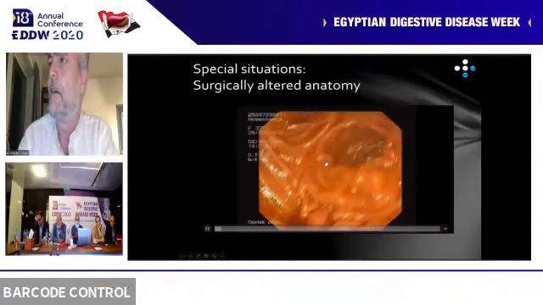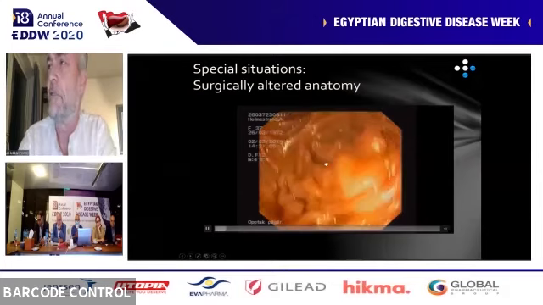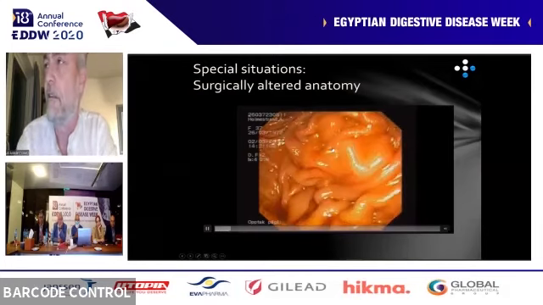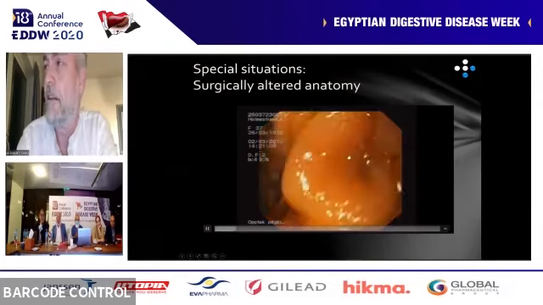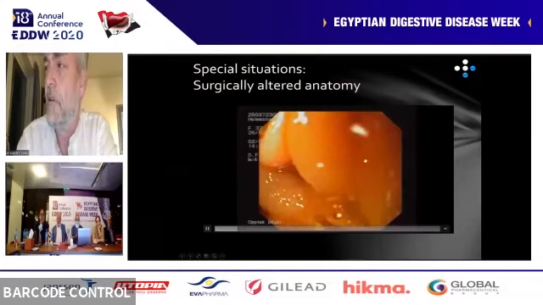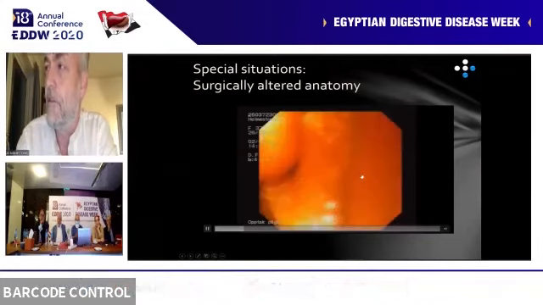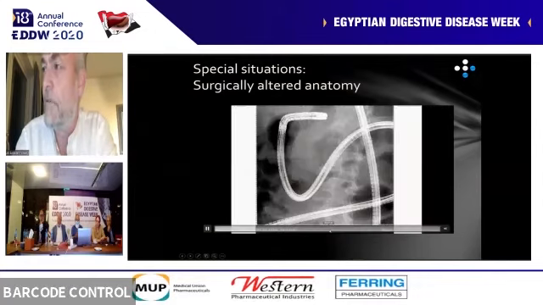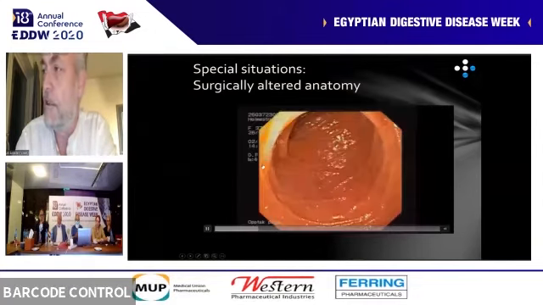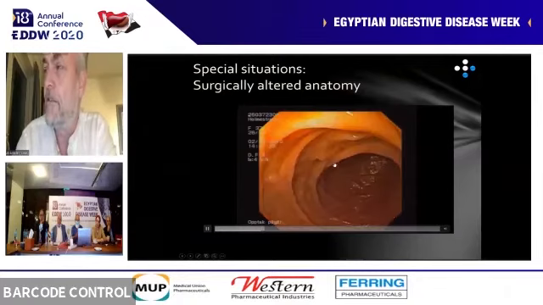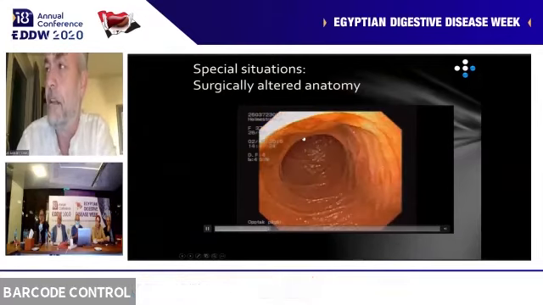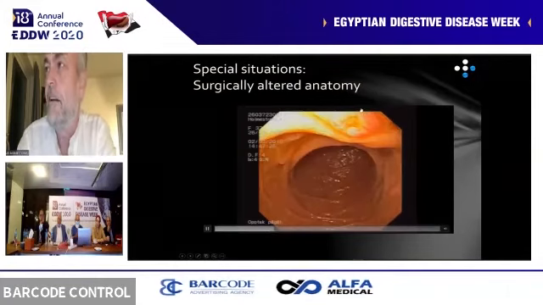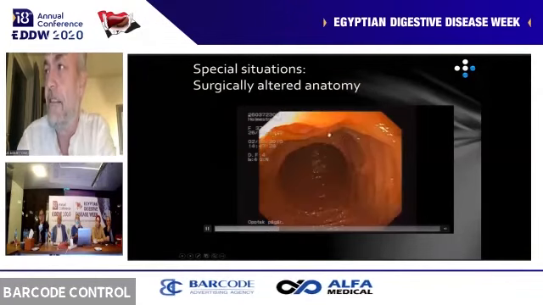And finally, there are some other situations of, for example, surgically altered anatomy, particularly gastric bypass, where part of this challenge is to get to the papilla in the first place. But even when you get there, which usually is through some quite loopy scoping, you find the papilla here. And although you can see it, it's not that easy to get to.